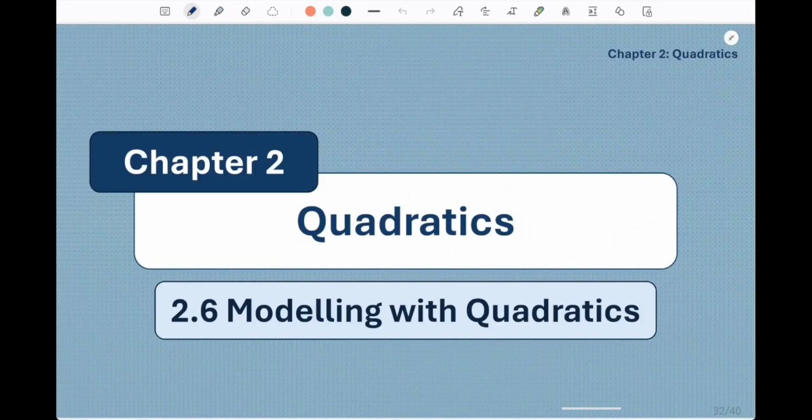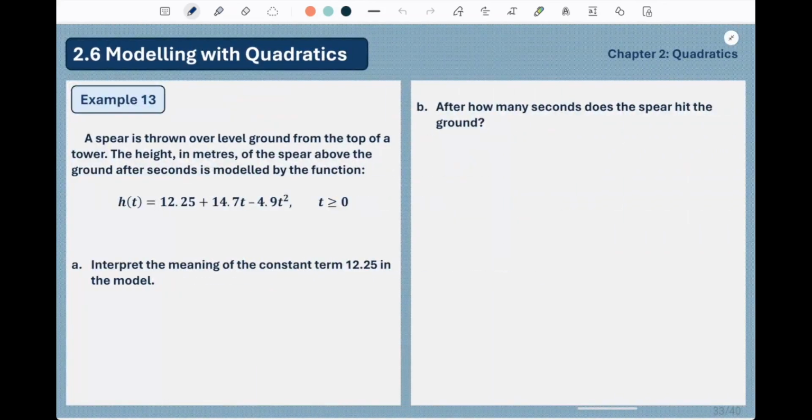Hello everyone, so today we're going through chapter 2, the part about modeling with quadratics. Let me first explain what a mathematical model is. When we have a real life situation, sometimes we use maths to model that. In this case, we're using a quadratic equation, hence why it says modeling with quadratics. So let me read through example 13 so you get a sense of what I mean.